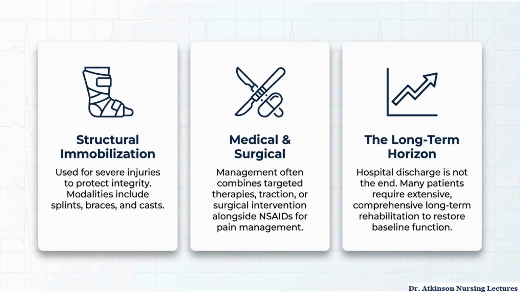Management of soft tissue injuries escalates based on injury severity. Grade 2 and 3 injuries often require immobilization with splints, braces, or casts to protect healing structures and maintain stability. NSAIDs help control pain and inflammation, while severe injuries such as ACL, Achilles tendon, or rotator cuff tears may require surgical repair. Recovery frequently extends beyond hospital discharge, with weeks to months of physical or occupational therapy needed to restore strength, mobility, and function.